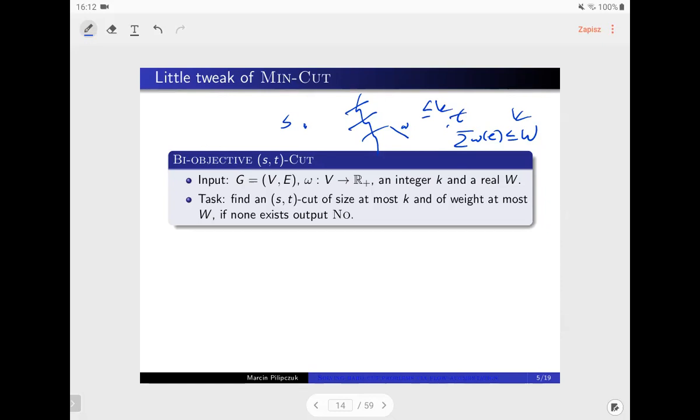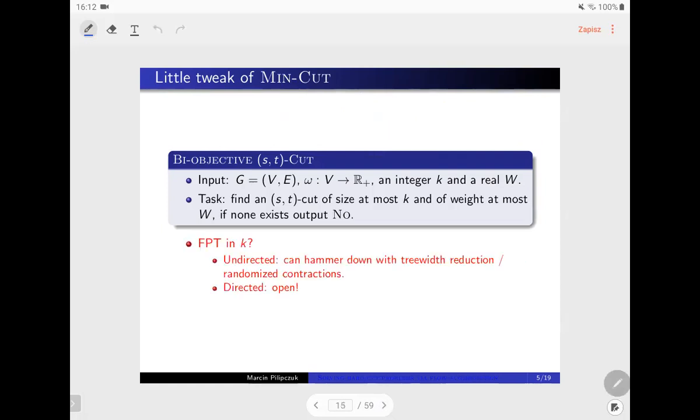tricky to prove it's FPT in k, because these real numbers make the problem very strange. These weights are just positive reals, so they can be very complicated reals, and you cannot do much combinatorics on them. So all this important separators business just doesn't work, it goes haywire with these weights. So it's actually quite complicated to get an FPT in k algorithm for this problem. It's actually possible, but you need to understand how to port all this recursive understanding or treewidth reduction technique and go over all these techniques.